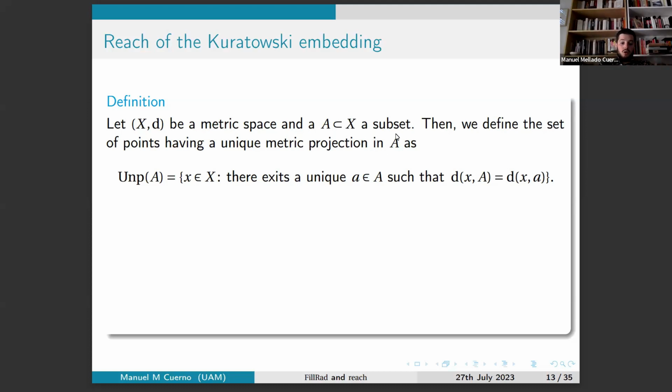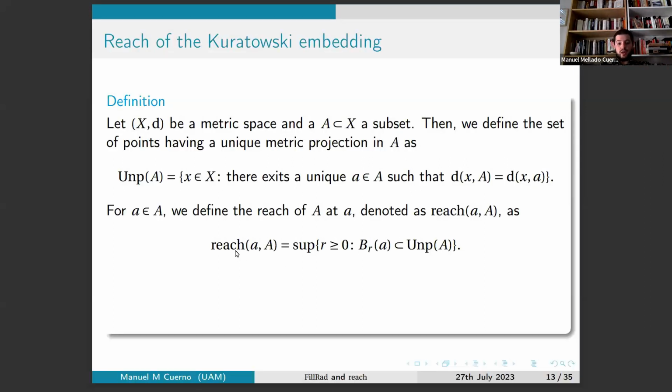First of all, for all the people who don't know what the reach is, I'm going to explain it here. If X is a metric space and A is a subset of X, we define the set of points having a unique metric projection in A as this. The unique points of A are the points in the metric space such that there exists a unique point in the subset such that the distance from the point x to the subset is equal to the distance from x to that point a.